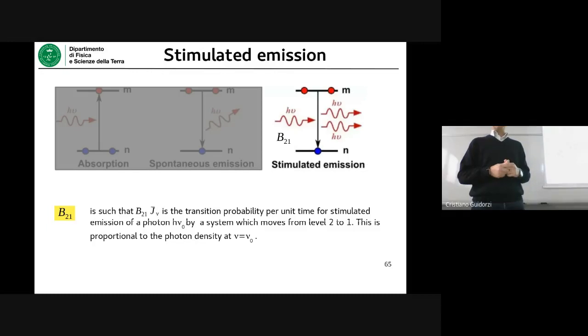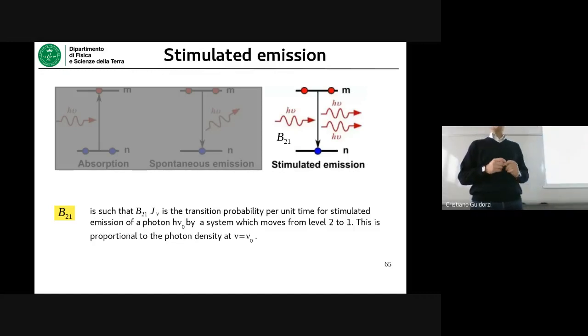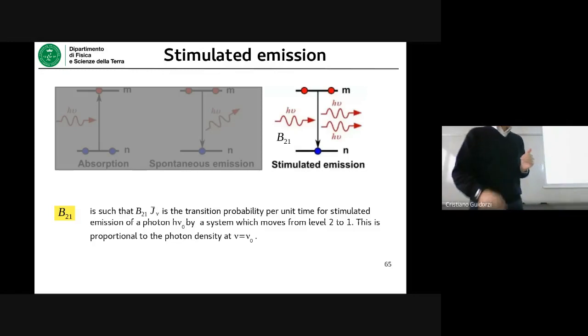Otherwise, it's exactly the same. So given the analogy with the absorption process, in a very similar way, that's why the choice for B21 is such that multiplied by J nu bar, which I'm not going to explain why, because it's exactly the same reason that I was mentioning in the absorption case. So B21 J nu is just the transition probability per unit time for a system to make a transition from level 2 to level 1.